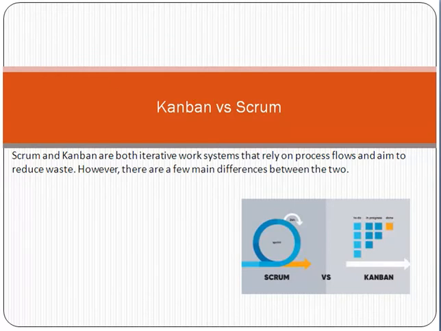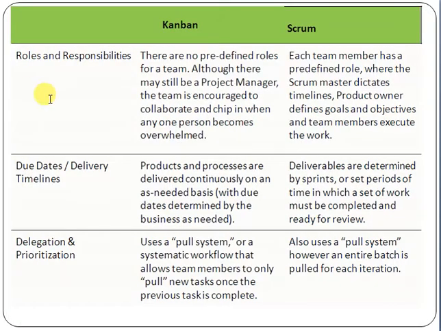Now if we compare Kanban with Scrum, first of all with respect to roles and responsibilities: in Kanban, there are no specific predefined roles for a team. However, in the Scrum framework specific roles are defined, like the Scrum Master, the Product Owner, and the Scrum Team. So these are the three very basic and important roles and responsibilities in the Scrum framework.